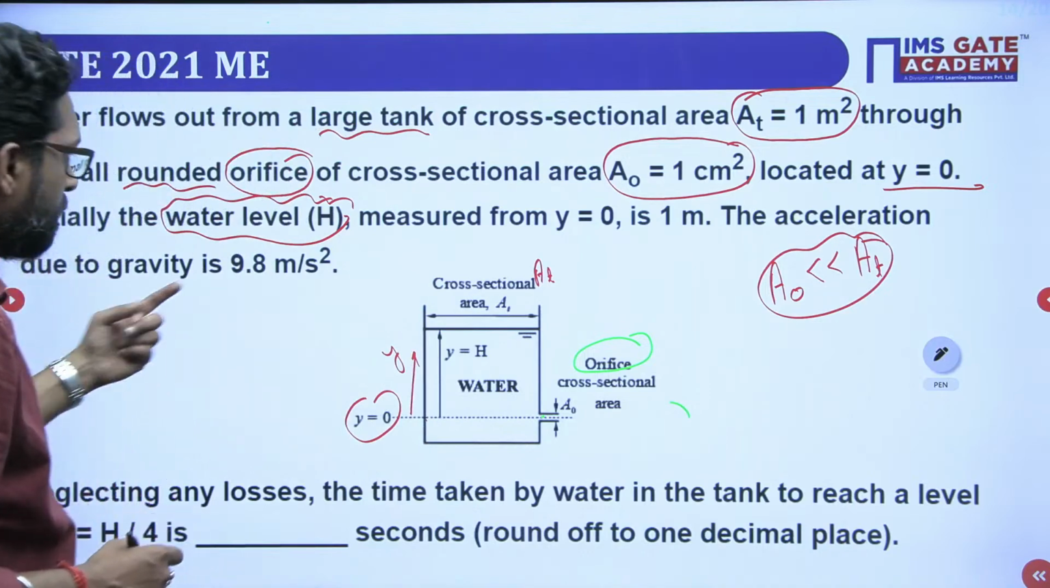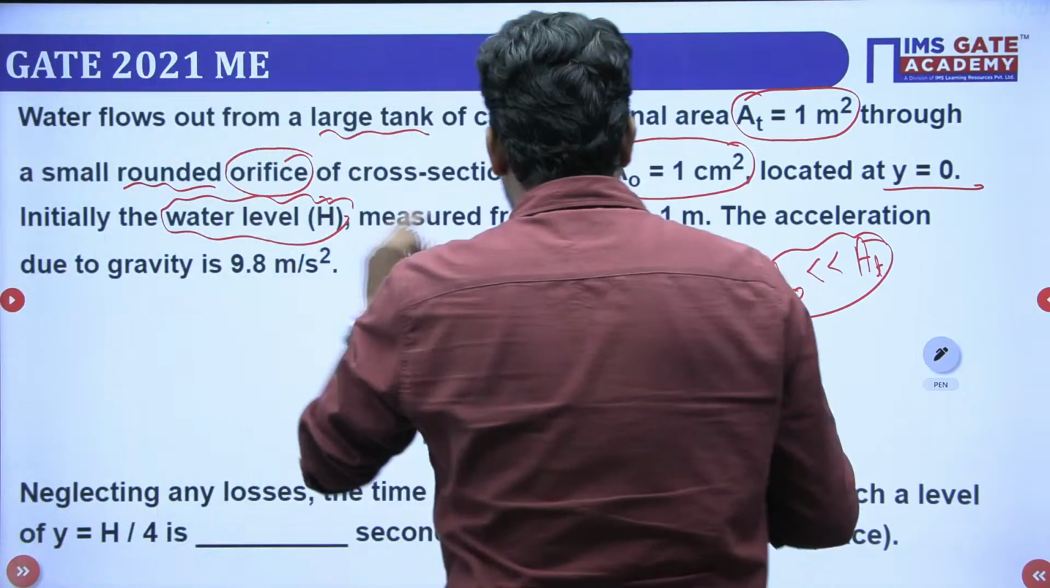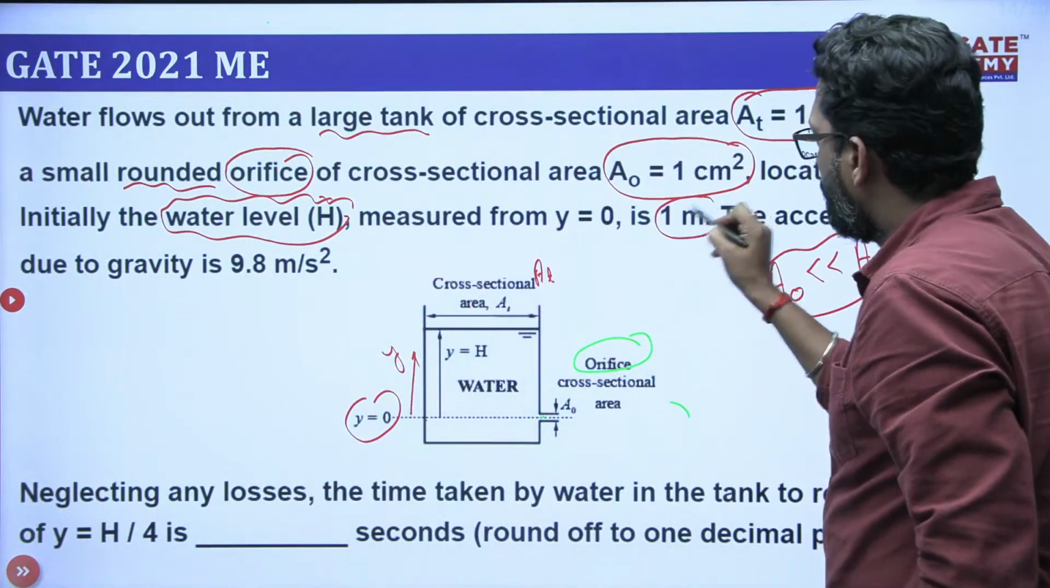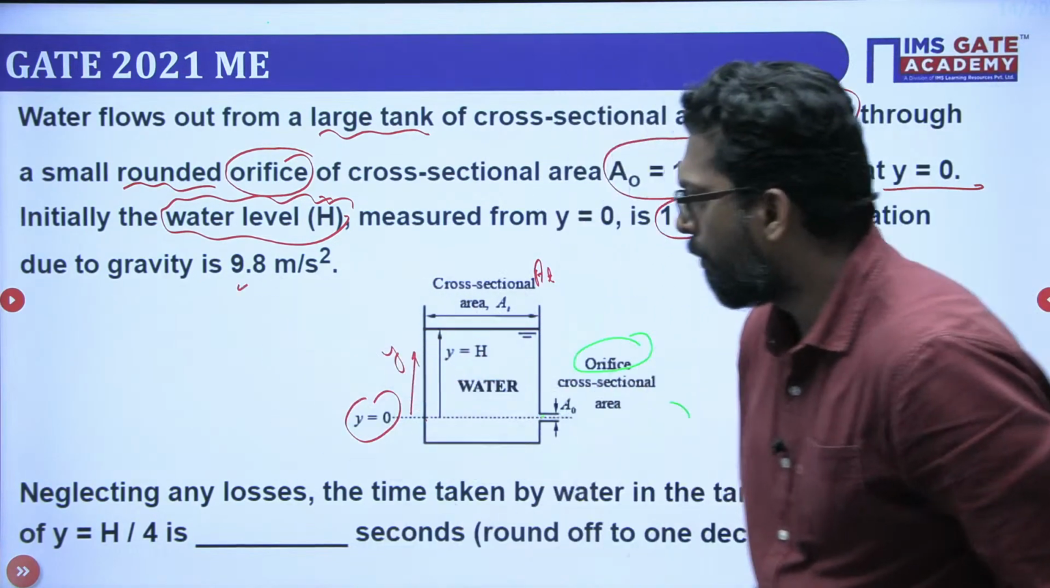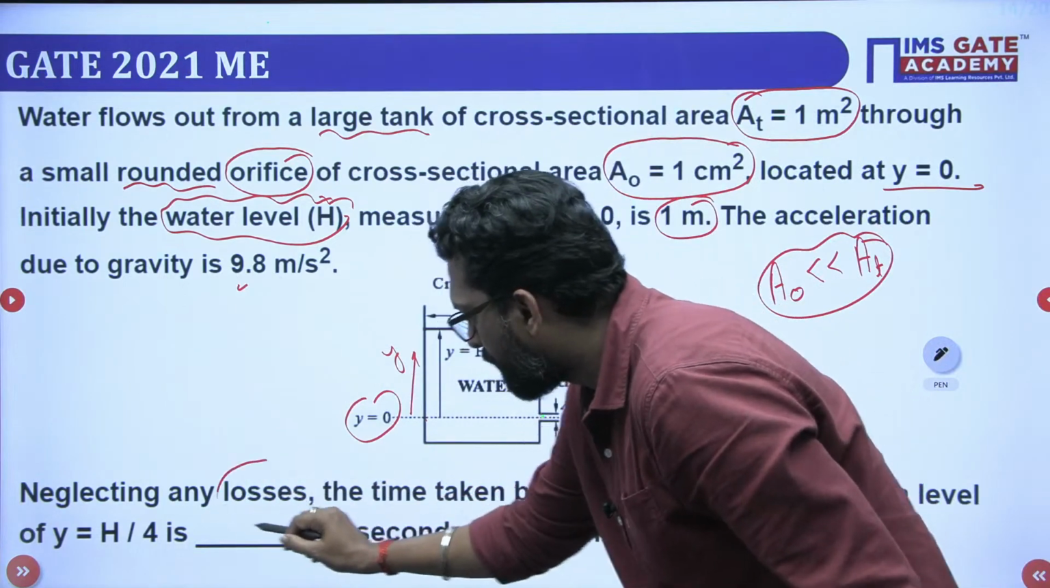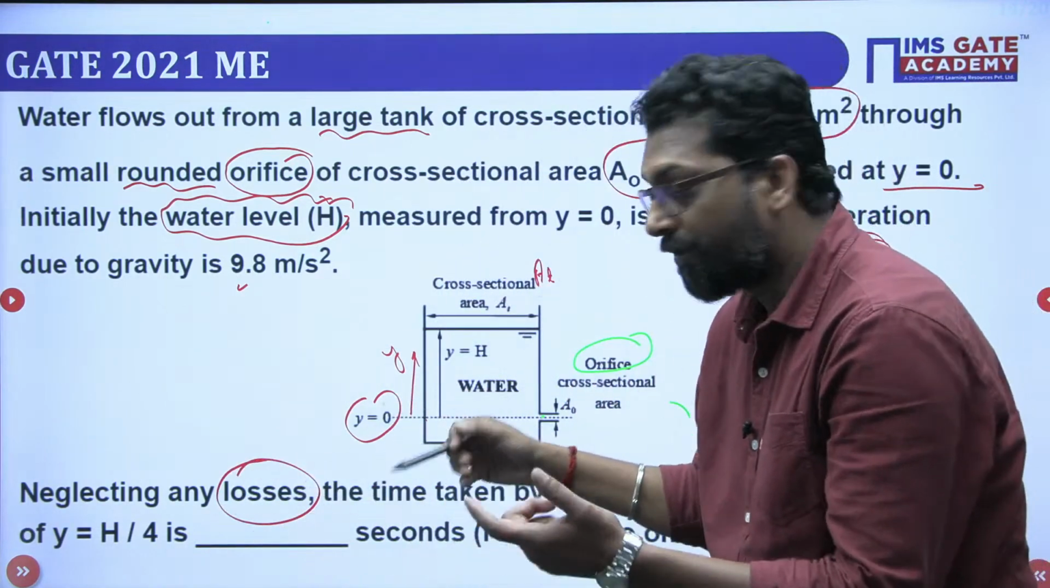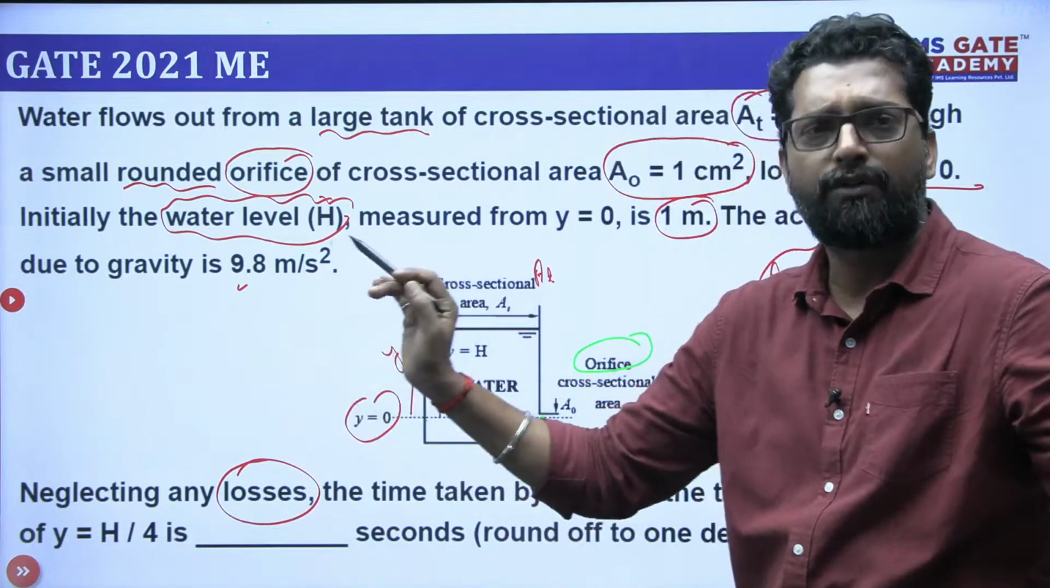Now, the water level is 1 meter. The acceleration due to gravity is given, no problem. Neglect any losses. We have to discuss what the losses are. Here, there are no losses.